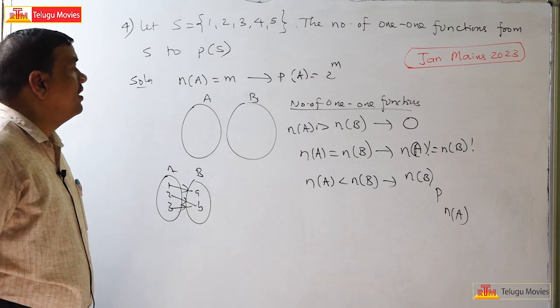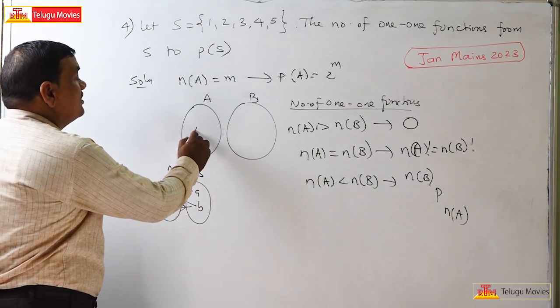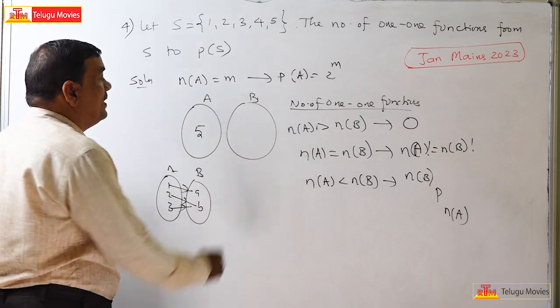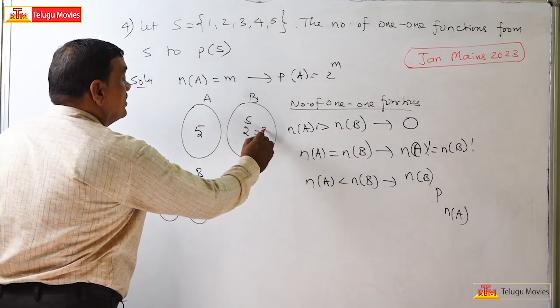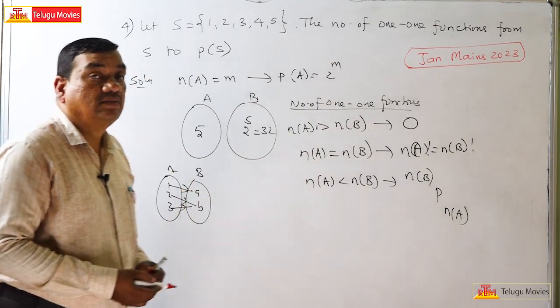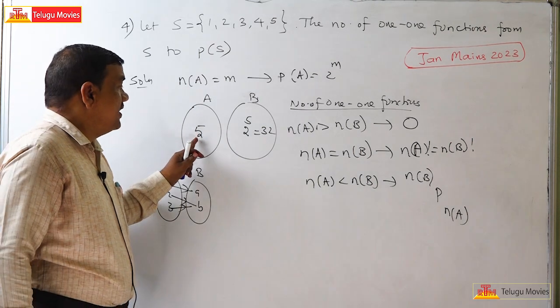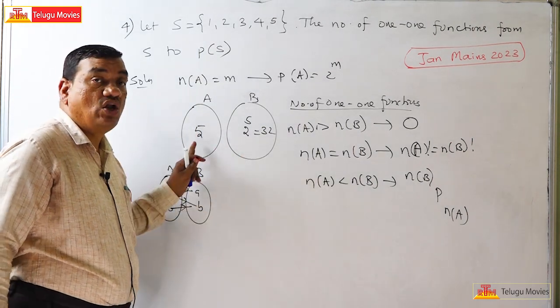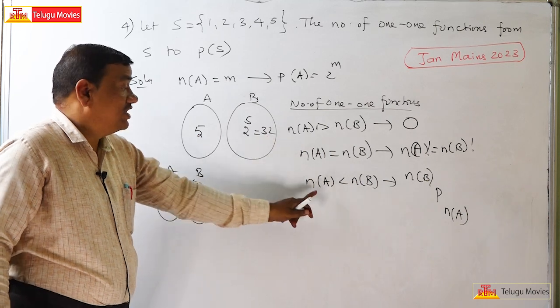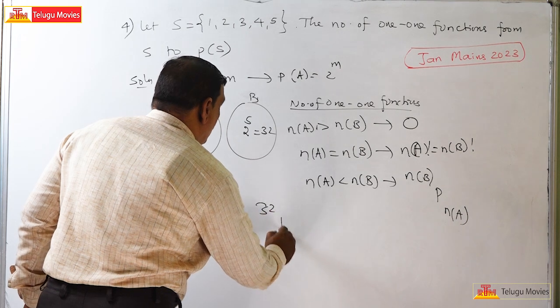Okay, now coming to our problem. Here A contains 5 elements, B contains 2 power 5, that is equal to 32 elements. Then how many one-one functions are there? Here N of A is less than N of B. Therefore, the third case will come. The third case gives 32P5.